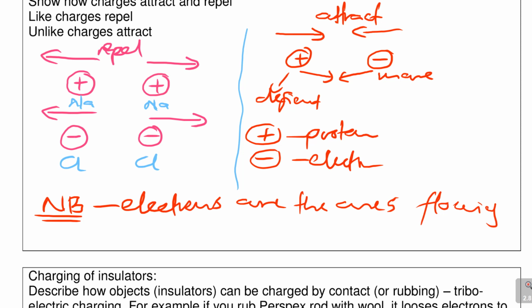So protons are always fixed. Remember, these are always fixed. They never move. But electrons are the ones that are flowing or moving. So whether you are gaining or losing, you are only gaining an electron or losing an electron. You will not gain a positive. Okay, so always remember that.